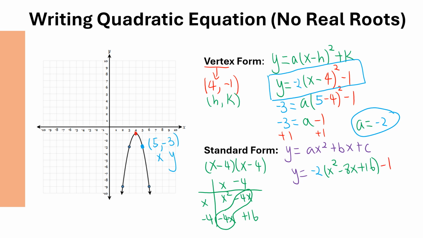To simplify this equation further, we're going to distribute the -2. So we have -2x squared plus 16x minus 32, and bring down the -1. So the equation for this parabola in the standard form is y equals -2x squared plus 16x, -32 minus 1 is -33.